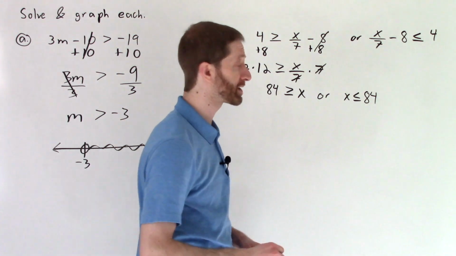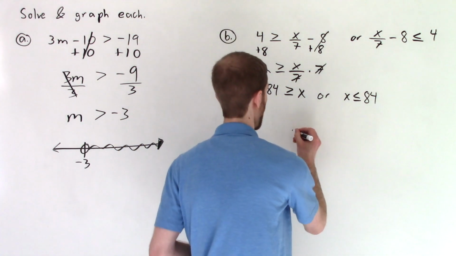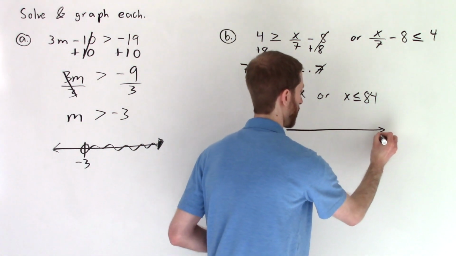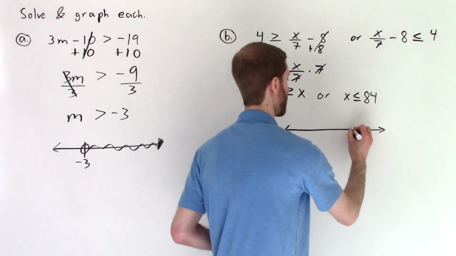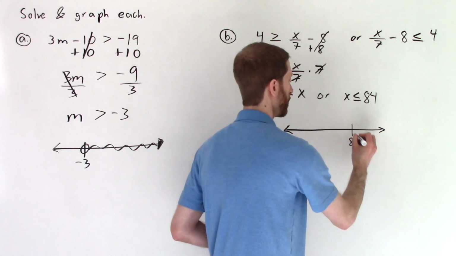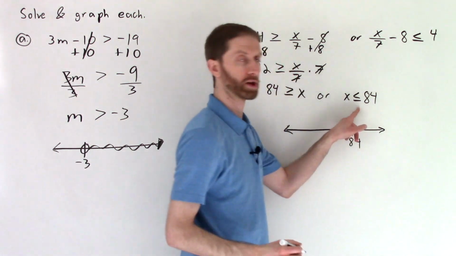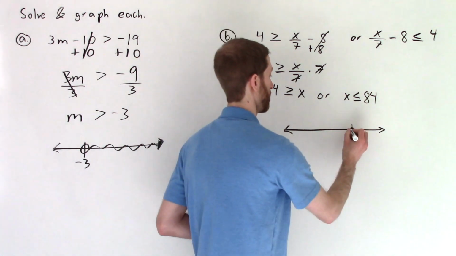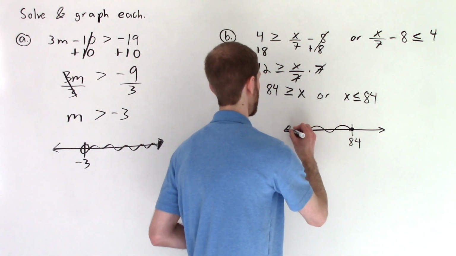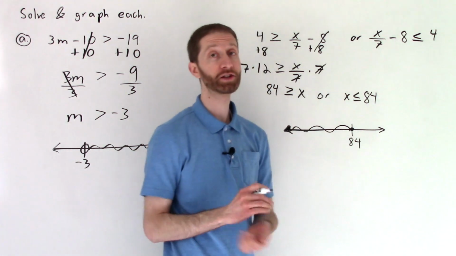And again, we've got x is less than or equal to 84, so there is our inequality. On the number line, I'll put 84 here. We are going to include 84, since it's or equal to, and then we're going to shade in everything to the left of 84. That's all there is to it, peeps.